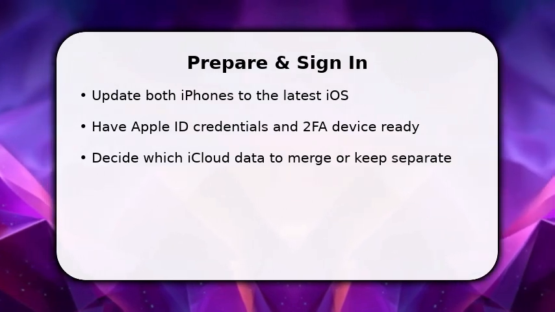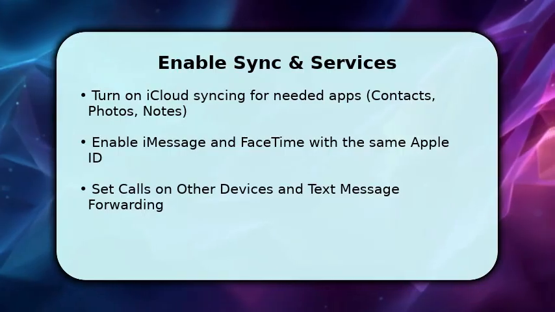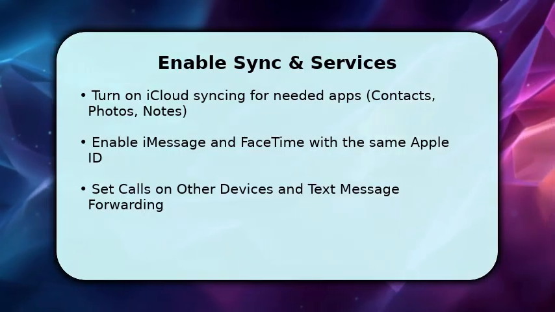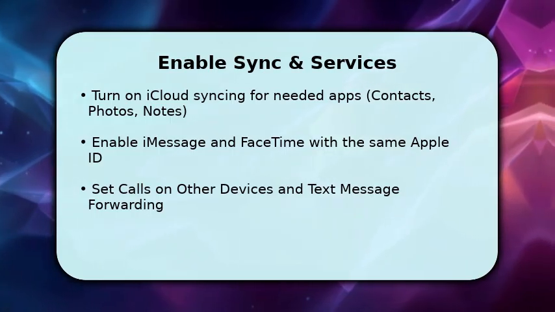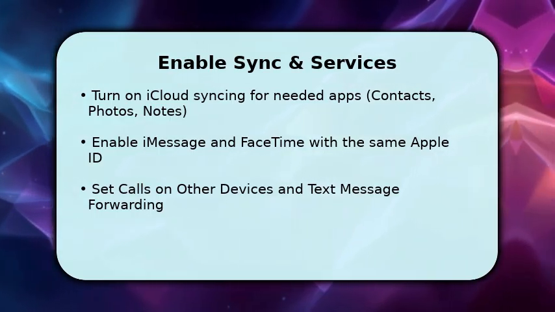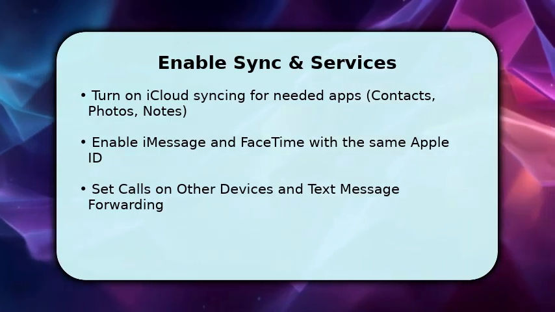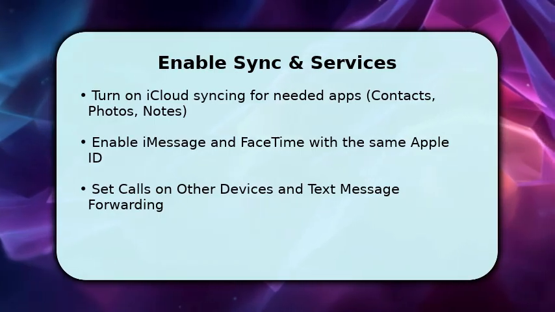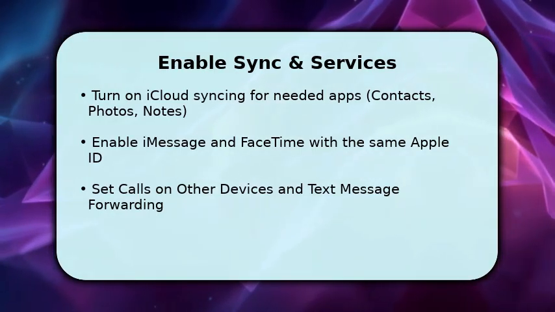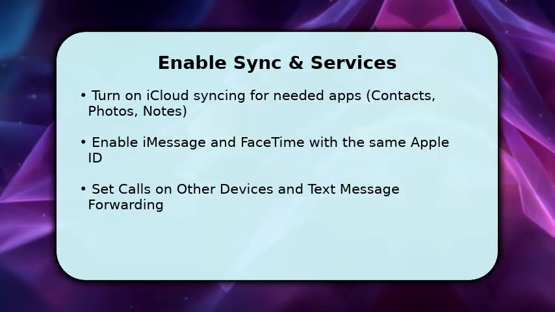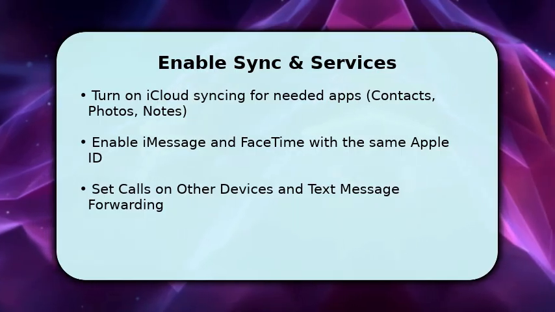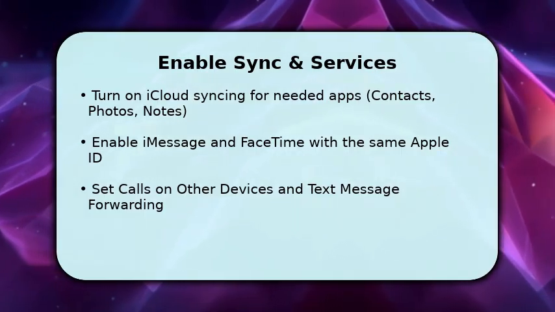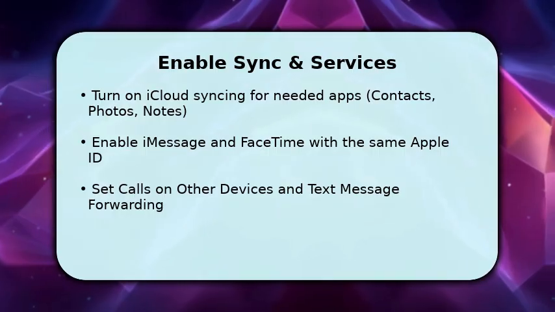Next, go through Settings and enable iCloud for contacts, photos, notes, and other apps you want shared. Then open Messages and FaceTime and sign them into the same Apple ID. Make sure the phone numbers and email addresses you want reachable are checked. After that, enable Settings phone calls on other devices and configure text message forwarding so SMS and cellular calls appear on both iPhones. Doing this explains how and why services sync across both devices.